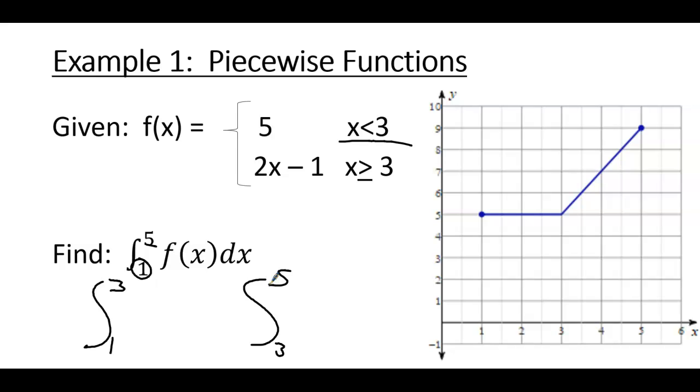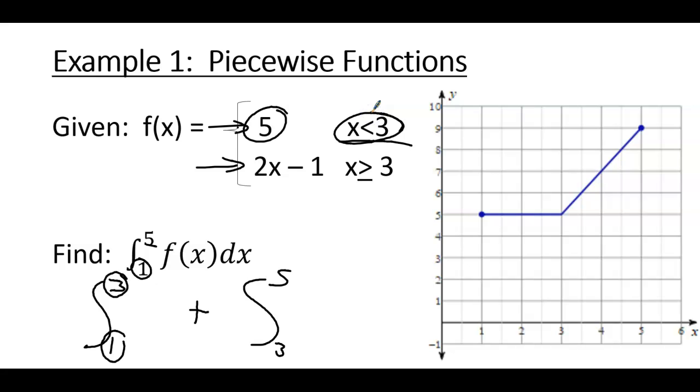So, now here's the thing, though. For the piece that goes from 1 to 3, which piece is that? Is it the 5 or is it the 2x minus 1? Now here's why it's the 5. If you didn't get that right, here's why. Look at your limits. I'm going from what to what here? 1 to 3.